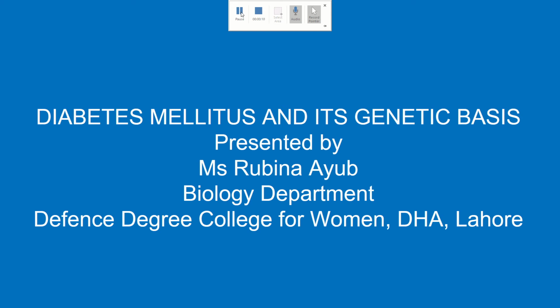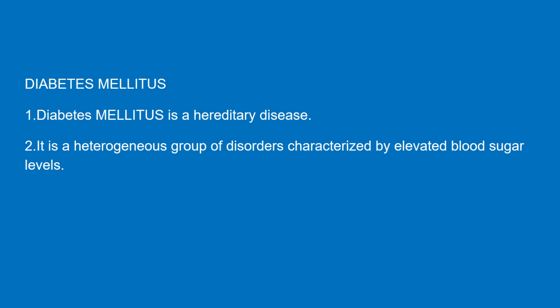Today we will discuss the topic diabetes mellitus and its genetic basis. Diabetes mellitus is a disease which is heritable. That is, it can be passed from one generation to the next. It is because of high levels or elevated levels of glucose in blood that causes heterogeneous, or you can say many types of disorders in our body structures.